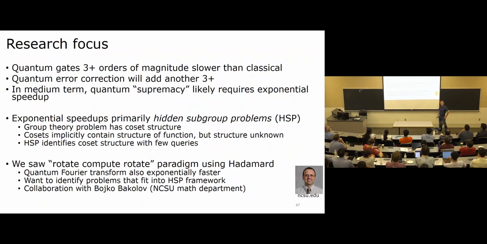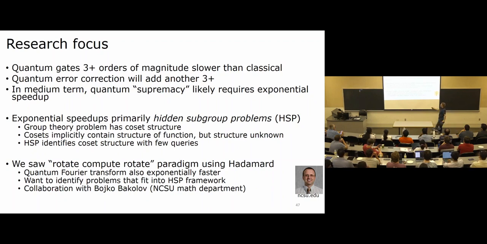So in group theory, you have mathematical structures and you have cosets. Imagine that I have a function and I'm running the function on every group theory element. The function has the interesting property that for every coset, I'll have the same output. That is called a hidden subgroup because I don't know the structure of the cosets. I don't know the structure of the subgroup that generates the cosets.